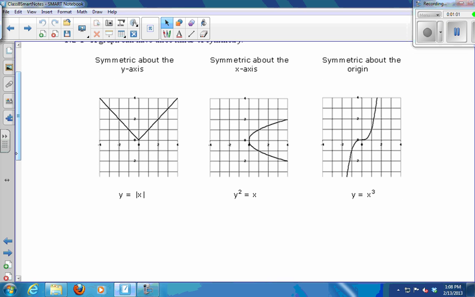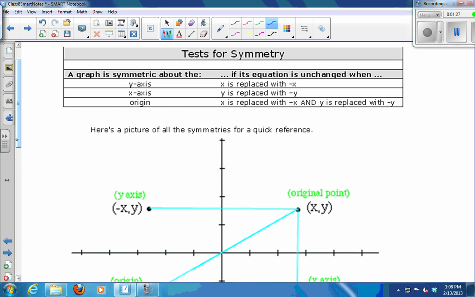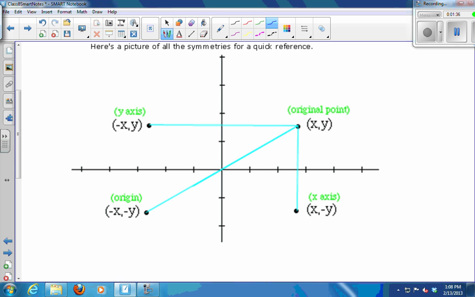Looking at them in a picture, it's quite easy to recognize that they have symmetry. But if we only have the equation and not the picture, then we want to be able to look at that and tell whether or not the graph will have symmetry without having to draw the whole graph. So these are the tests for symmetry, and it's just a little summary, and they all come from this picture. The definition of symmetry is what we use to create the tests for symmetry.